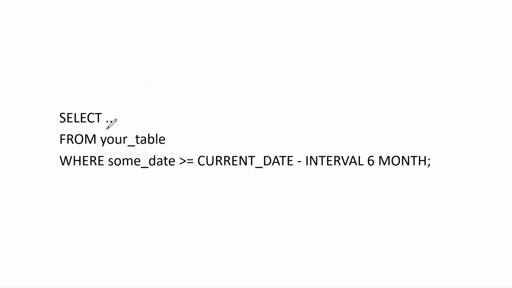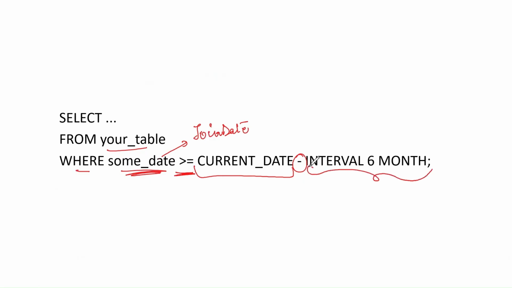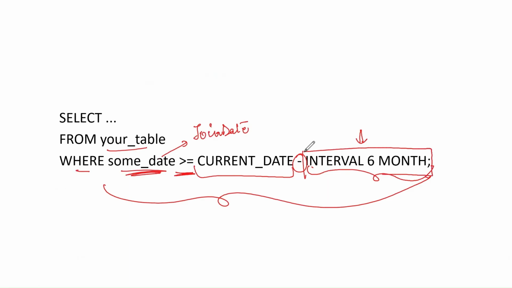Here you can see I'm querying a table where some date, and again you can give any of the date columns. In our case it was join date, but you can give any date column for that matter. Greater than equals to current date minus and then this interval. So you can give this expression in this way also. It's a very powerful expression. Just remember it, and you can note it down so that you do not forget.